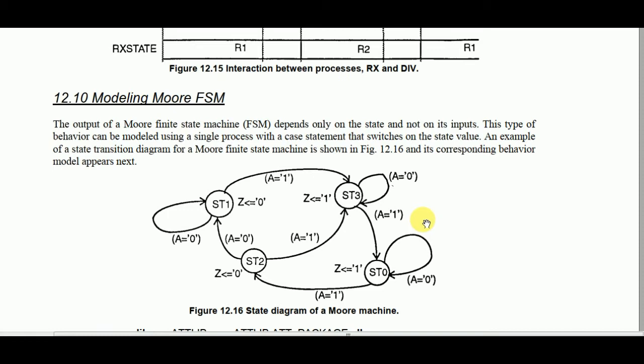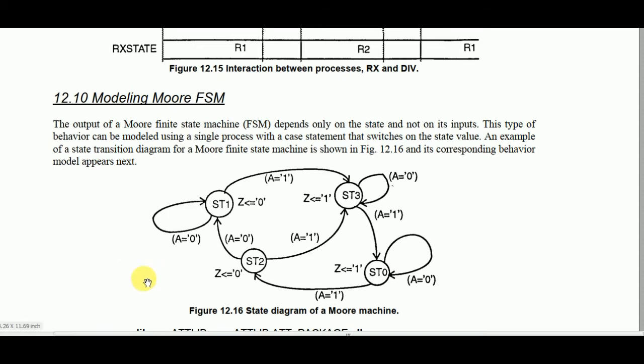For example, a traffic light. A traffic light changes its sequence from one state to another. So we have an example of an FSM: the traffic light. Then we will look at the Moore FSM. The output of a Moore FSM depends only on the state and not on its inputs. So please note, the output of a Moore FSM depends only on the state and not on its inputs.